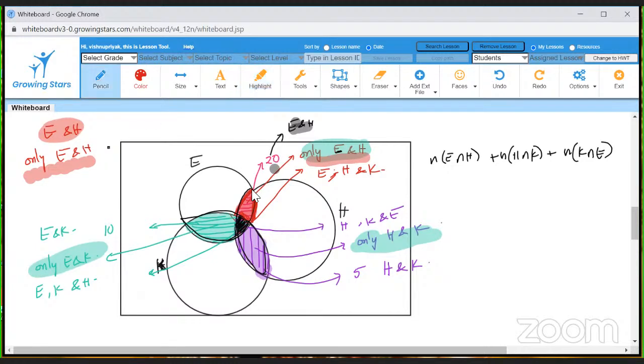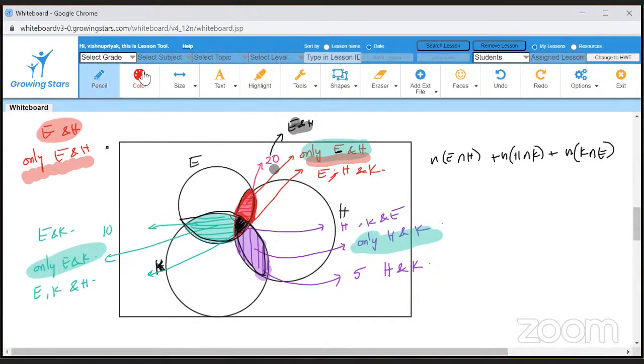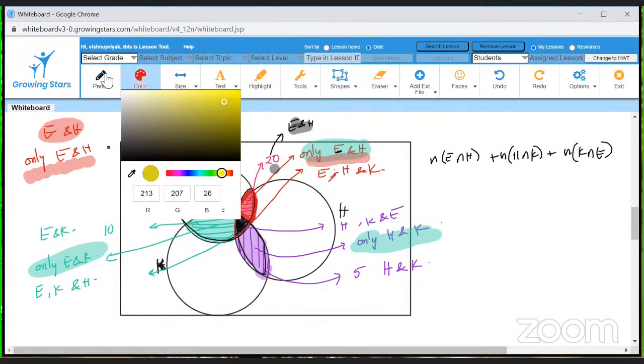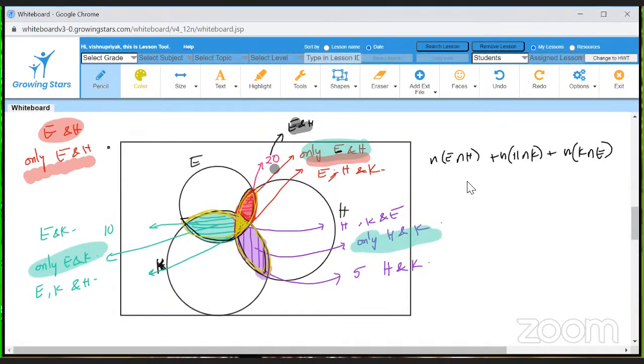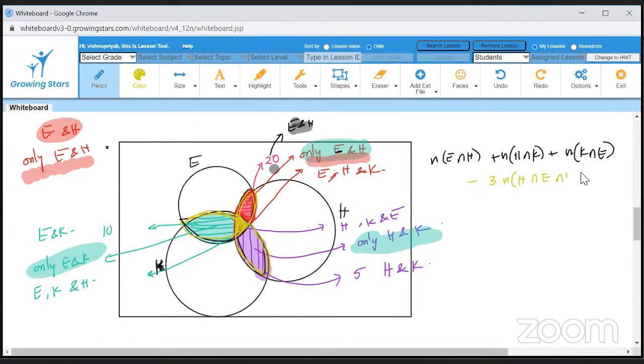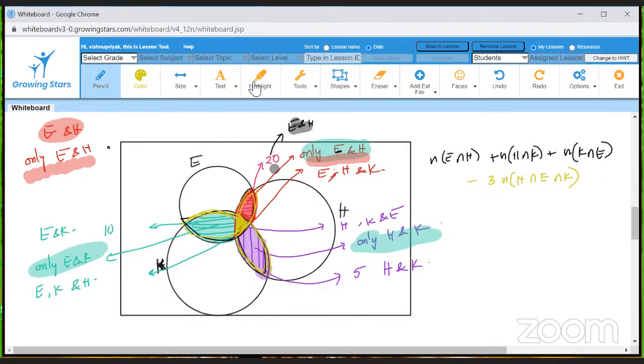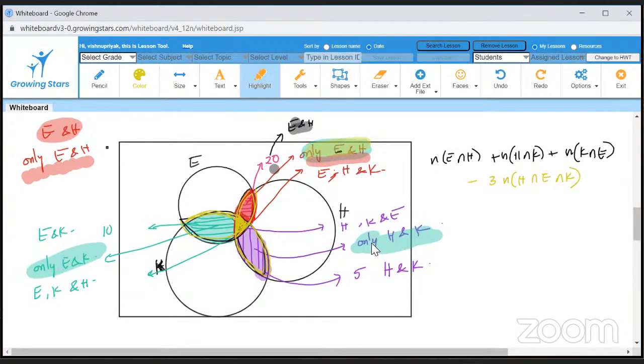Okay. So I will use a different color now. When I'm adding English and Hindi, when I'm adding Hindi and Kannada, when I'm adding Kannada and English, this triangle region is added 3 times and I don't want this triangle region at all. So that 3 times Hindi, English, Kannada, I subtract. Because I don't want 3 languages. I want only 2 languages. Only 2.